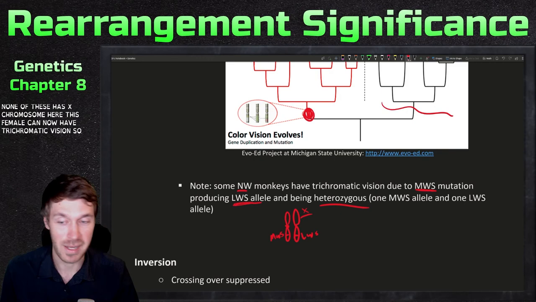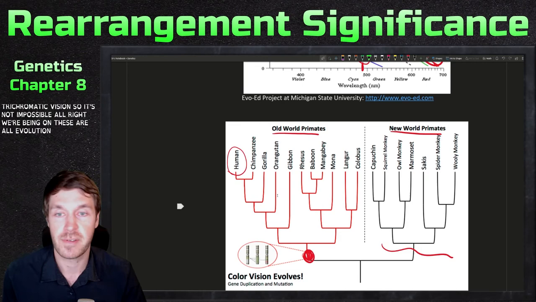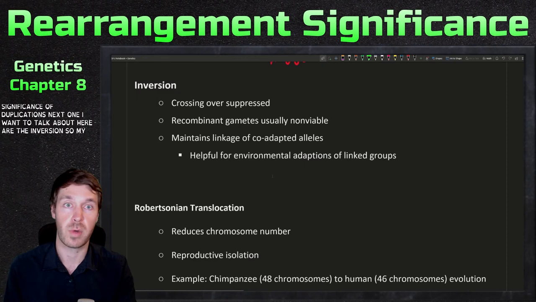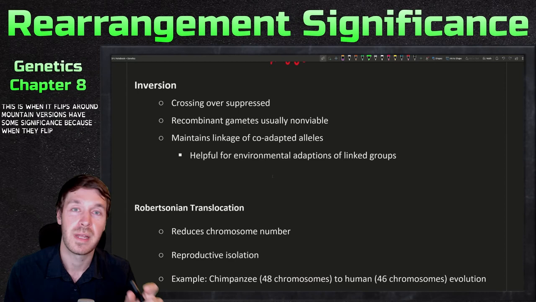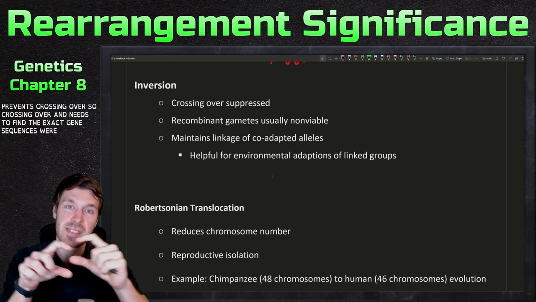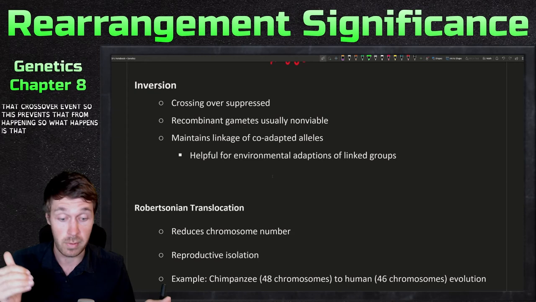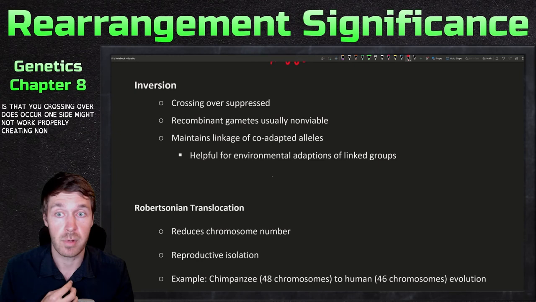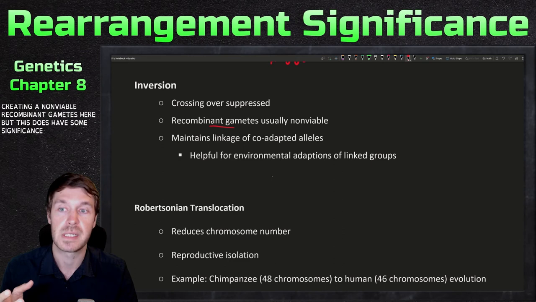All right, moving on. These are all evolutionary significances of duplications. Next one I want to talk about is inversions. Remember, this is when it flips around. Inversions have some significance because when they flip, it actually prevents crossing over. Crossing over needs to find the exact gene sequences when it does that crossover event, so this prevents that from happening. If crossing over does occur, one side might not work properly, creating non-viable recombinant gametes. But this does have some significance because it could maintain linkage of co-adapted alleles.